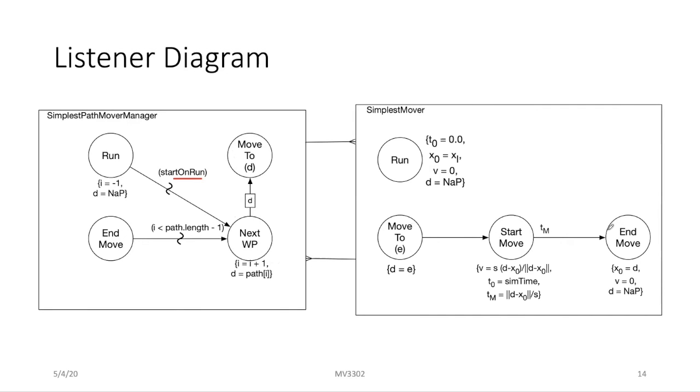And then at some point, it will schedule an end move event, which will be heard by our simplest path mover manager. And then it asks, is there more left to the path? If so, then I'm going to say, go to the next waypoint, now schedule a move to, then it'll hear the move to again and go through its sequence. Sometime later, it'll have another end move, and that will keep going until you run out of waypoints.